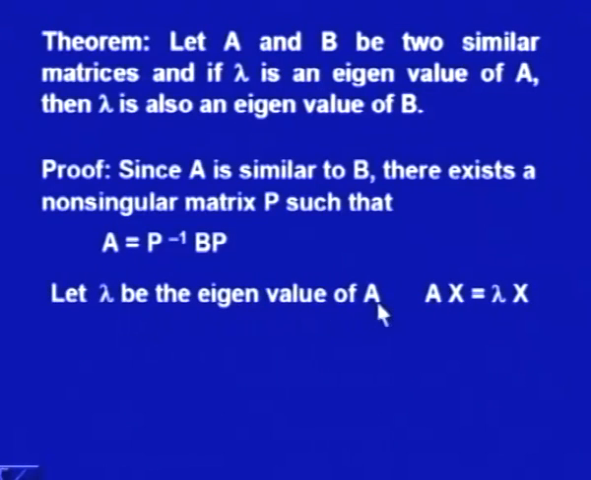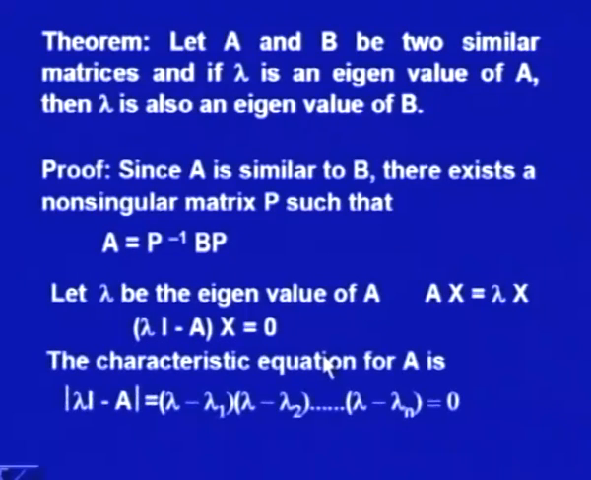Let lambda be an eigenvalue of A, that means there are non-zero vectors x such that Ax is equal to lambda x. So, its characteristic equation will be (lambda I minus A) x is equal to 0, and let us say the matrix A has eigenvalues lambda 1, lambda 2, ..., lambda n, then determinant of (lambda I minus A) is equal to (lambda minus lambda 1)(lambda minus lambda 2)...(lambda minus lambda n) equal to 0, because we have assumed that lambda 1, lambda 2, ..., lambda n are the roots of this characteristic equation.